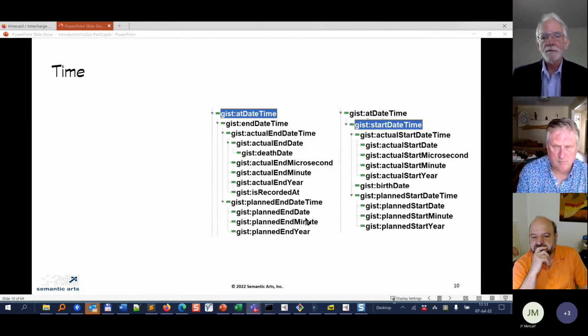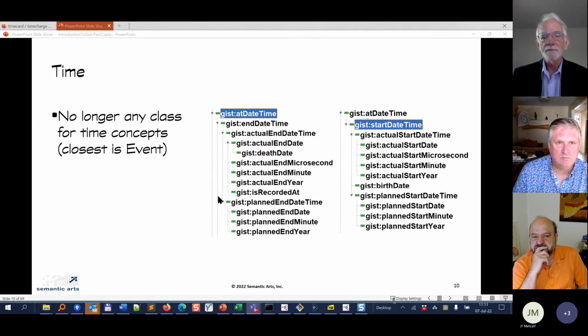So how does that look at the moment? This is the current model for properties in gist. There are two main things: end date, things that end, and things at time, and there's also planned start time and planned end time. But we have variations of this. So there's something that happens at a time, and then there are different subproperties of that. It can happen at an end time, or it could happen at a start time, right? So if you care about the actual end, the microsecond or the minute or the year, then you pick the one you care about. So that's how time works.